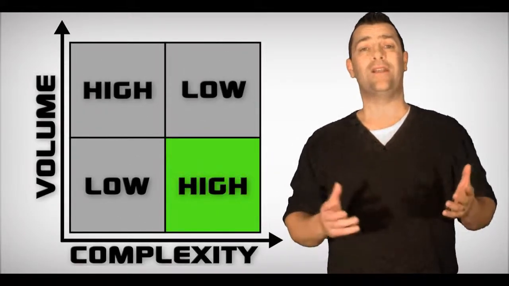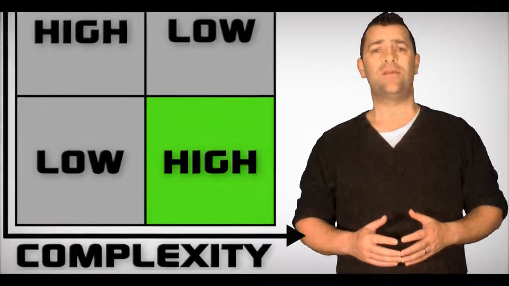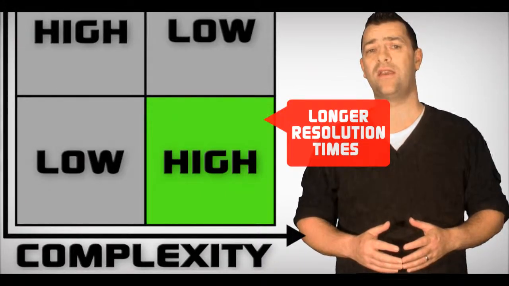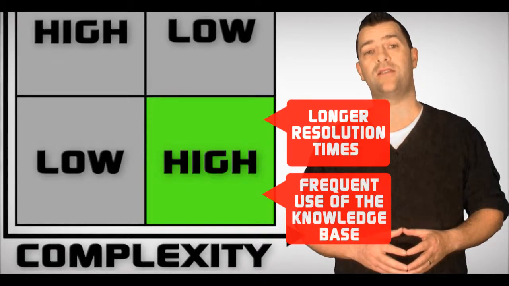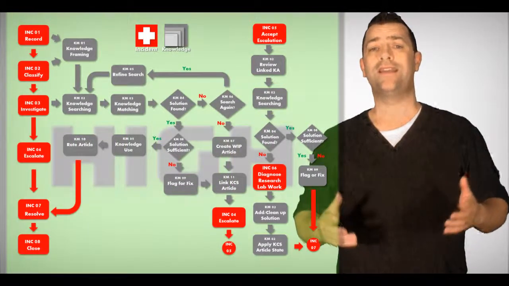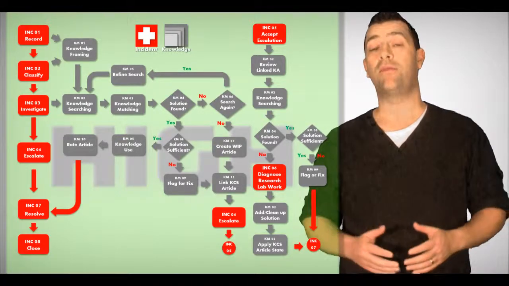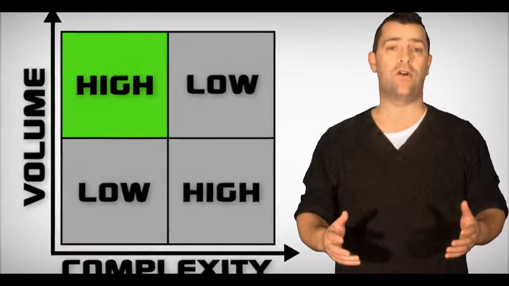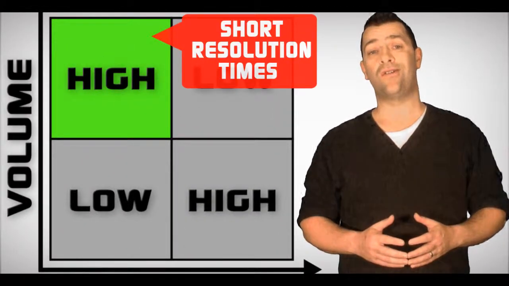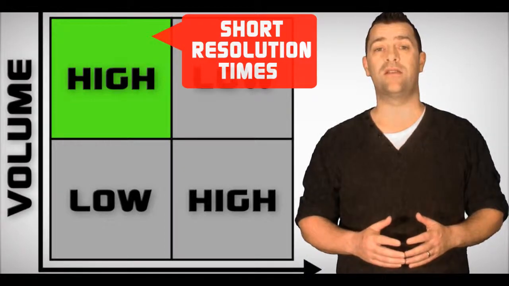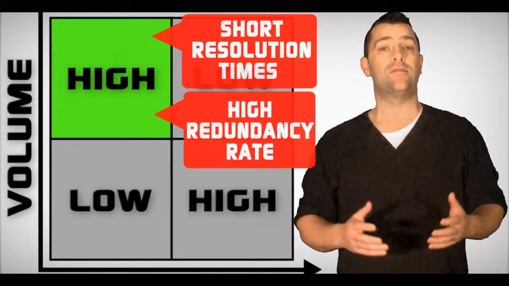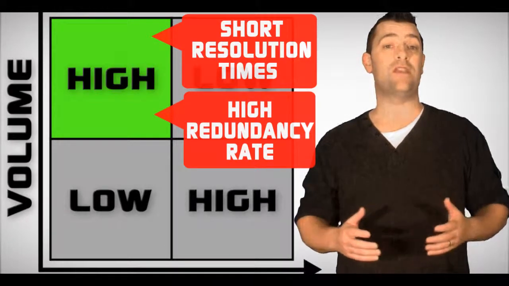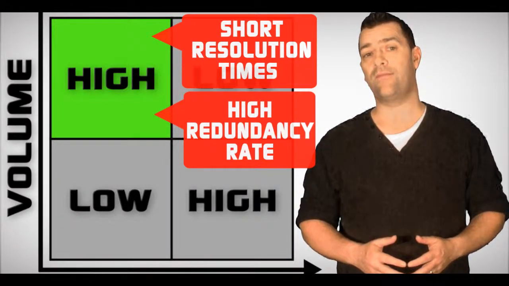High complexity, low volume environments typically have longer resolution times and more frequent use of the knowledge base throughout the problem-solving process. This workflow is an example of a medium to high complexity environment. In a low complexity, high volume environment, the average resolution times may be 5 to 10 minutes, and the level of redundant work is very high. That is, support analysts are resolving the same issue over and over again.